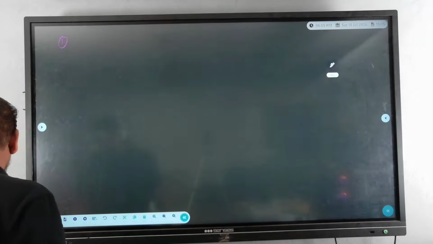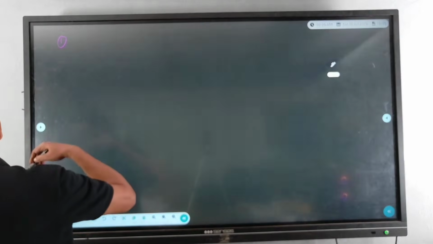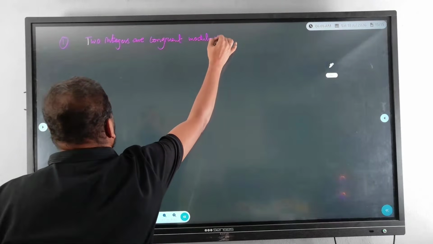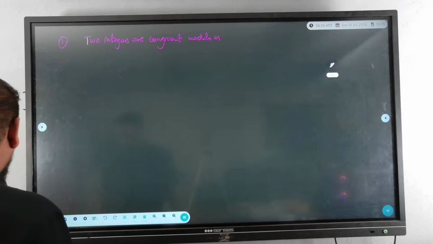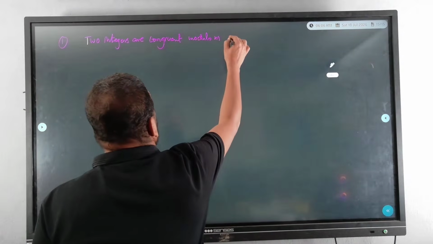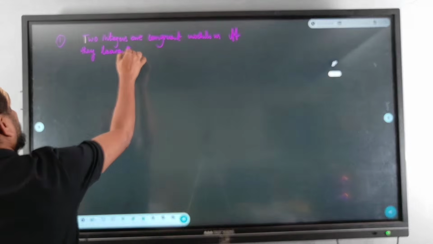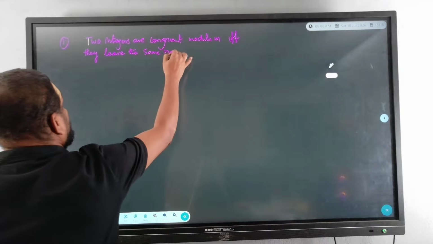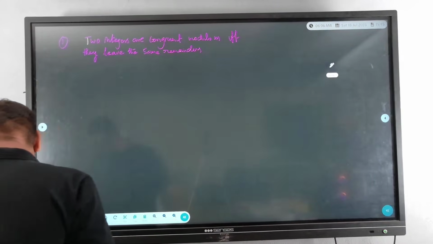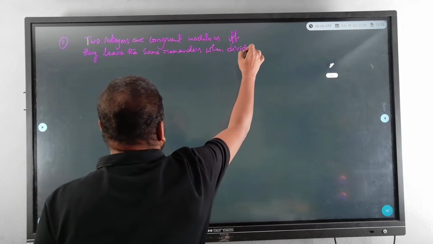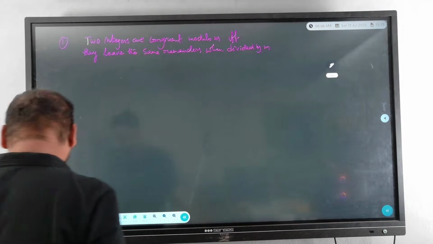We'll see the properties. Two integers are congruent modulo m if and only if they leave the same remainders when divided by m.